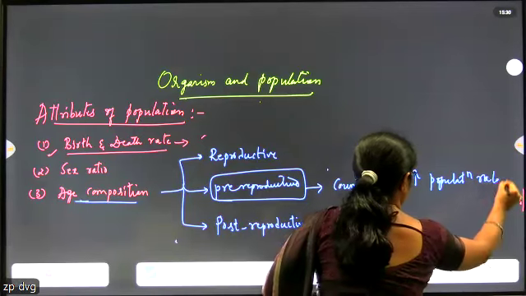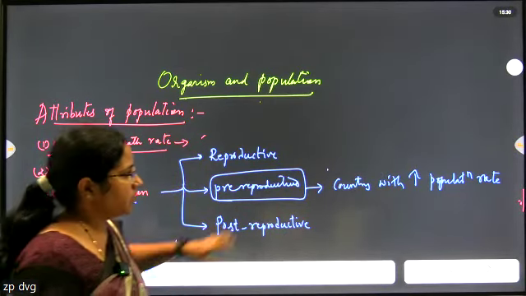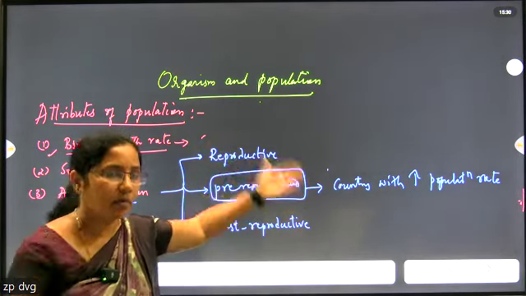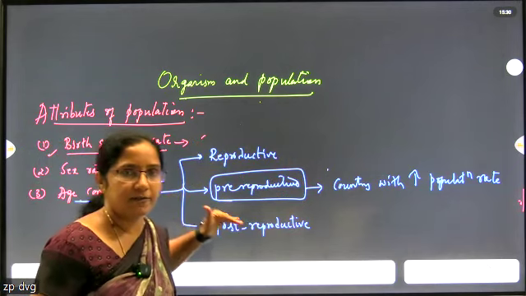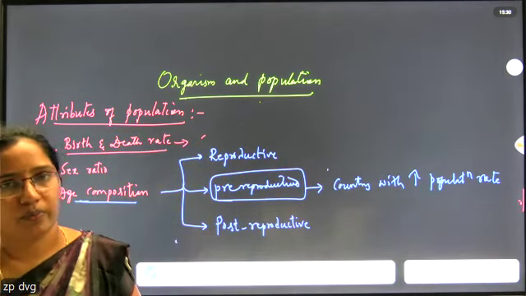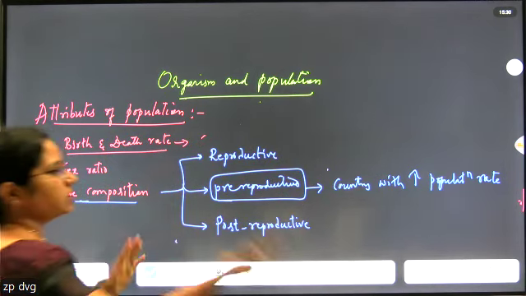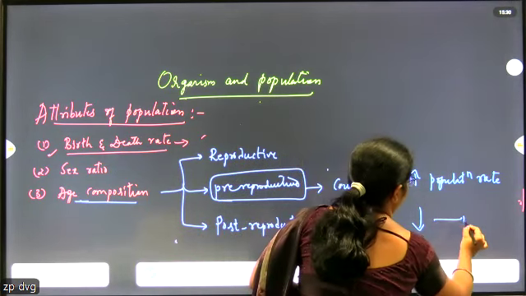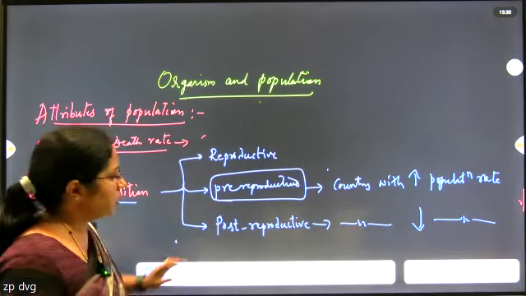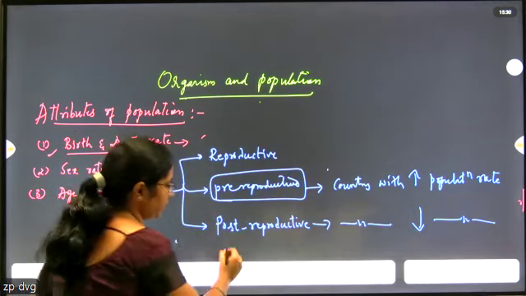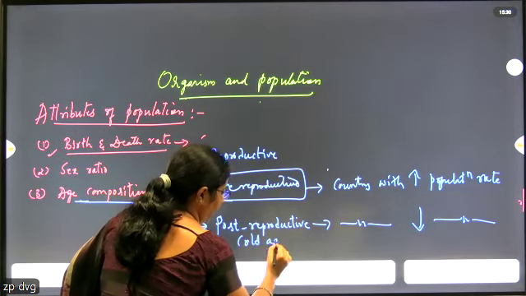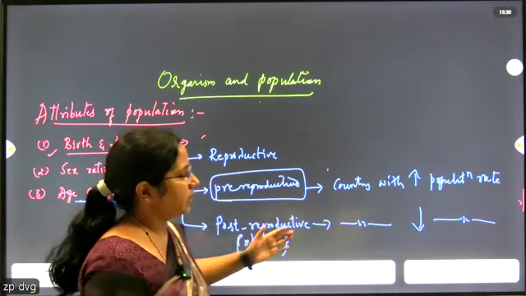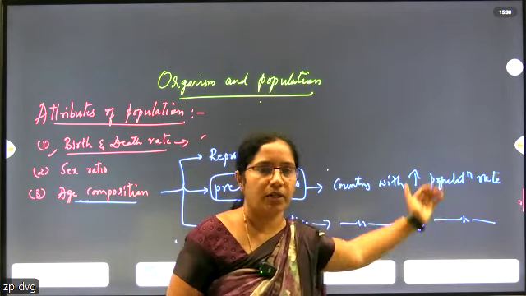Increased population rate every year. So in such countries, we can observe that pre-reproductive age group people are more as compared to the reproductive as well as post-reproductive age group people. Whenever we come to the opposite of this, a country with less population rate, in that condition, post-reproductive age group people, that is old age group people, are more in the country with decreased population rate.